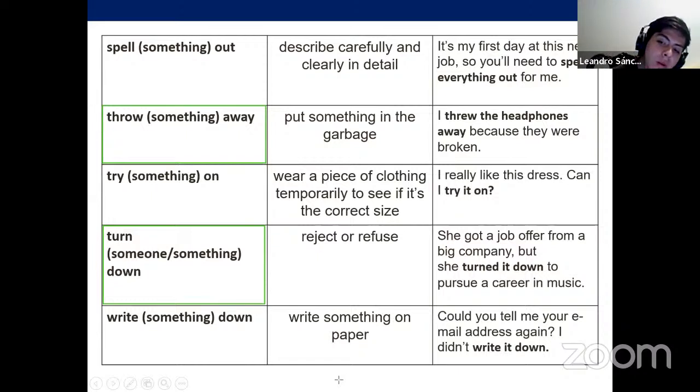Throw something away. Put something in the garbage. I threw the headphones away because they were broken. Good. Now, in this one, as the meaning is to put something in the garbage, you don't have to say that in the example, right? So in your example, you just say the object and we imagine that they are being thrown away, right, to the garbage. So what example can you give in this case, Leandro, to throw something away?